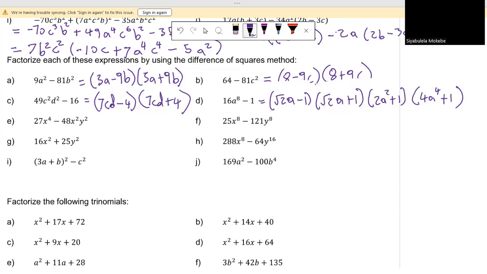For E, we have 27x to the 4 minus 48x squared y squared. Again, here, 27 is not a square, right? And 48 is also not a square. So whenever you get a situation like this, you first need to check if there's a highest common factor between 27 and 48, right? So what is that highest common factor?